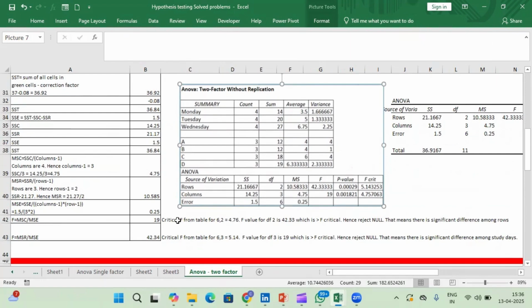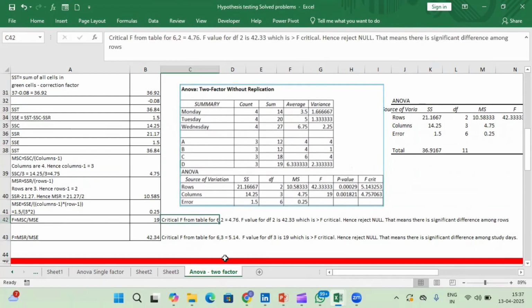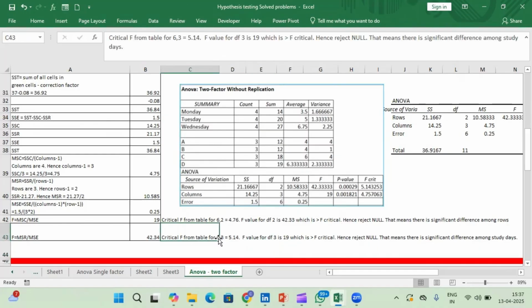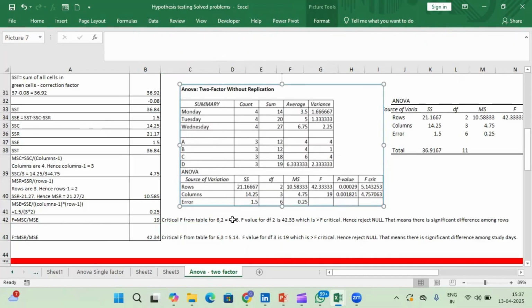For the critical F from the table, it is 4.76 for 6,3 and 5.14 for 6,2. So the value for 6,2 is to be compared with 42.3, and 6,3 with 19. The critical values 5.14 and 4.76 are to be compared with these, and in both cases the calculated F value is more, so reject the null. That means there is a significant difference among the rows. Here also, there is a significant difference among the study days.